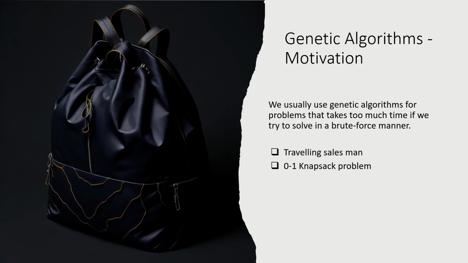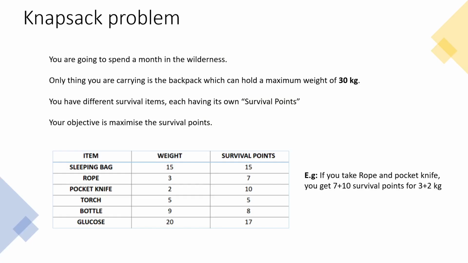So why do we need genetic algorithms? We usually use genetic algorithms for problems that take too much time if we try to solve them in a brute force manner. So we will be working on the traveling salesman problem. If you are from a computer science background, you should know that it takes quite some time if you want to solve this problem in a brute force manner. And we will be working on the 0/1 knapsack problem as well. We will be working in detail on that problem, but let me make a brief introduction to the knapsack problem.